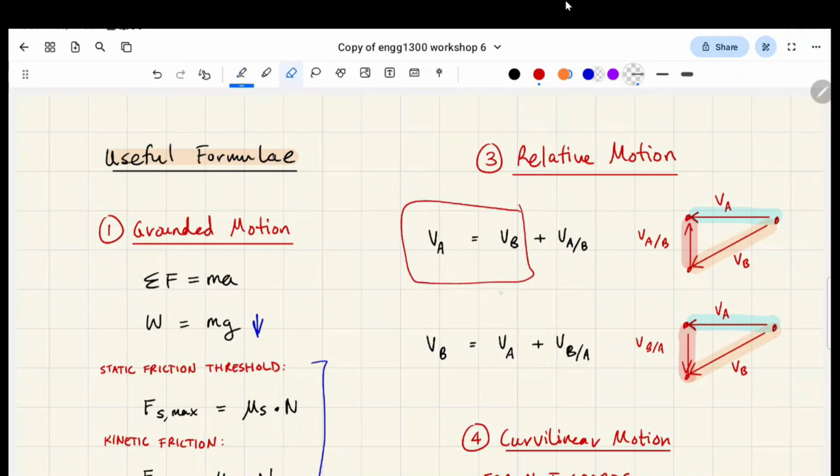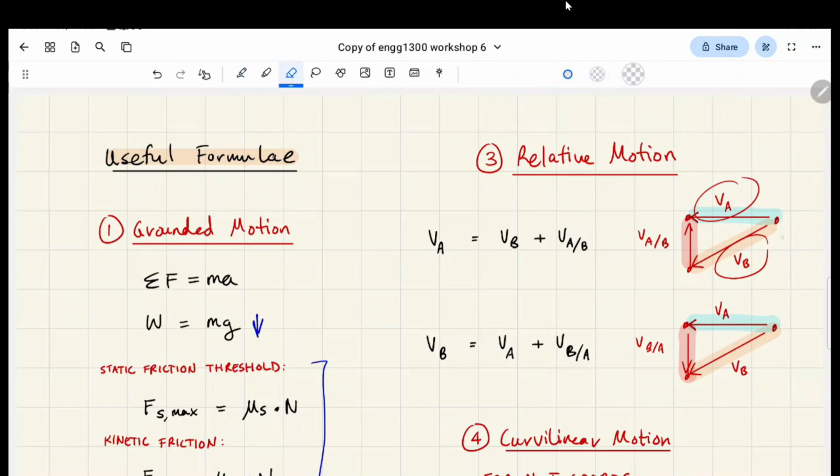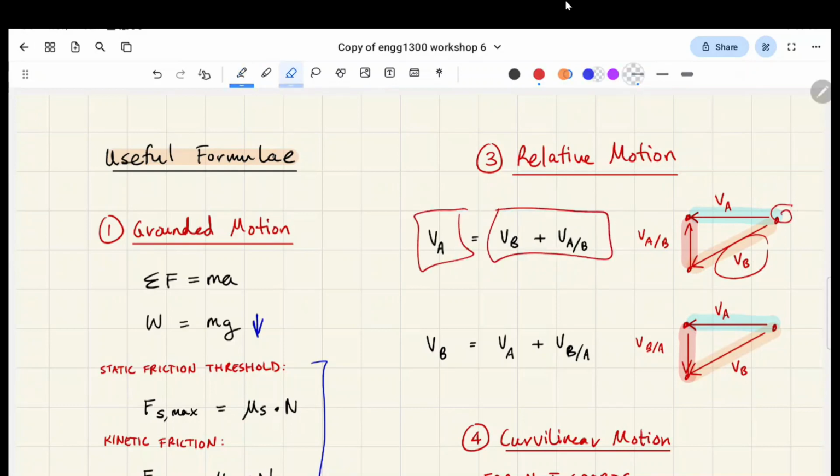So what I like to do is draw the A and B ones originating from the same point, right? So over here. And then looking at the formula, it's saying that the final location, when you add vector B to the vector of A relative to B, should end up at the same point as point A, right? So the left-hand side and the right-hand side should start at the same point and end at the same point over here, right? That's my way of remembering it myself.